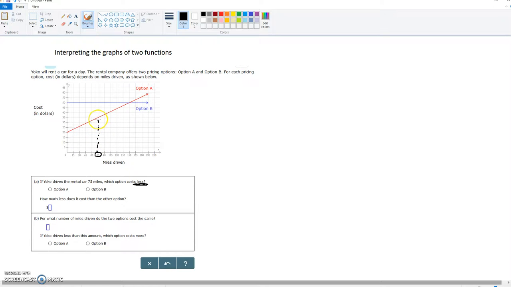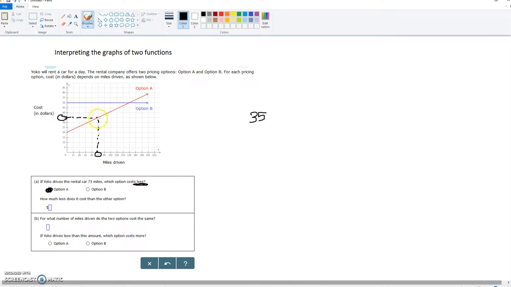I'm trying to do this as carefully as possible. So our first line is this red one. So that means option A is the cheapest. The next question is, how much less does it cost than the other option? Well, first we need to find out exactly how much this did cost. So from here, we're going to draw our line over, and it says 35.